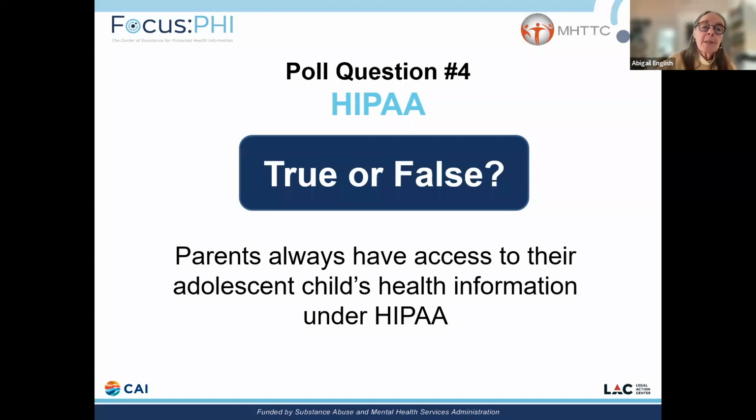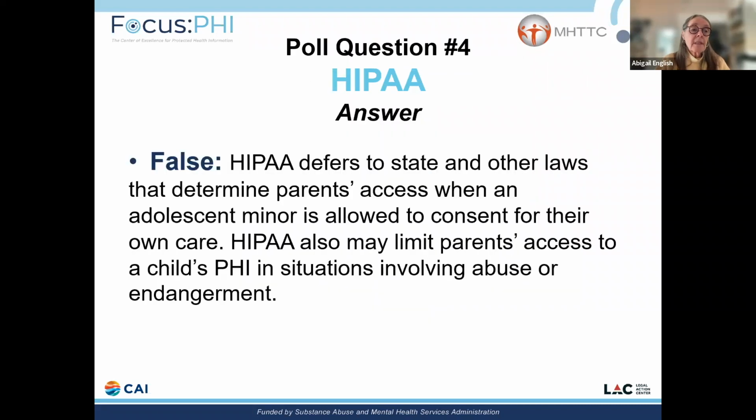So 11% said it's true, and 89% said it's false. That is the correct answer. It is false. Parents do not always have access, and we can look at the next slide to see the correct answer. HIPAA does, as we explained, defer to state and other laws that determine parents' access when an adolescent minor is allowed to consent for their own care, and may also limit parents' access in situations involving abuse or endangerment.